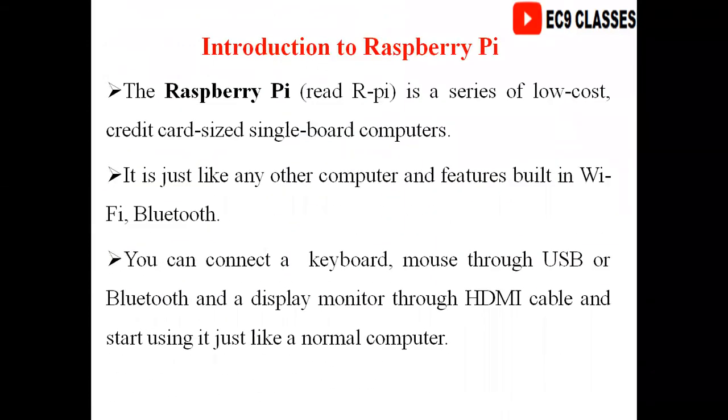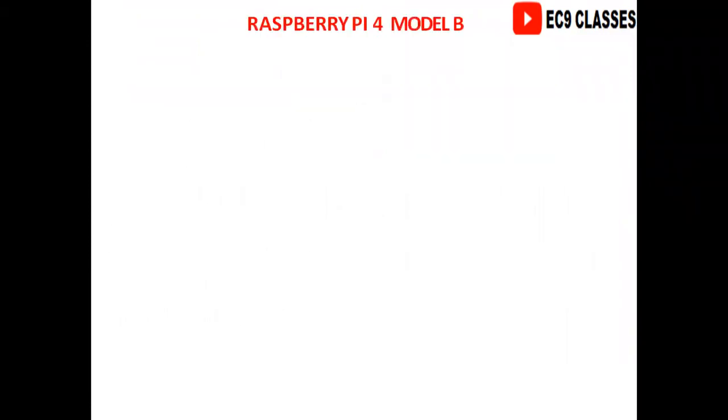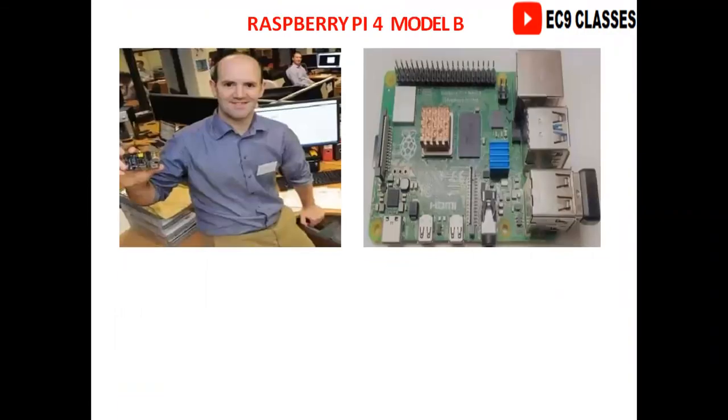First, the Raspberry Pi is a low cost, credit card sized single board computer, and it is just like a computer. It also has features like Wi-Fi and Bluetooth, and you can connect a keyboard, mouse, and pen drives with the help of USB ports. And not only that, for display purposes we are going to use an HDMI cable, so that it can be used as a computer.